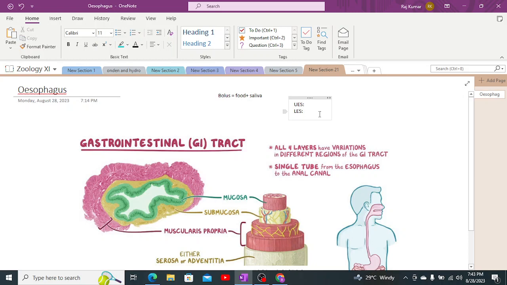So when the bolus reaches nearest to the lower esophageal sphincter, nearest to the stomach, the lower esophageal sphincter will relax, due to which the food will enter inside the stomach, and then it will again constrict, so that during the churning process, grinding process, chemical and mechanical digestion, the bolus will not come outside the stomach. And I guess that's all.